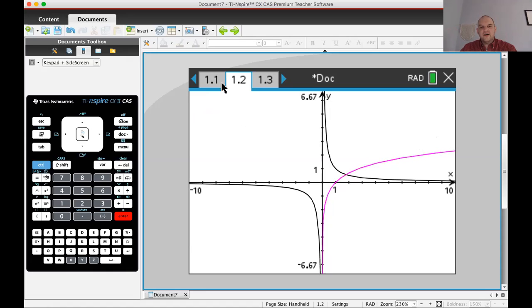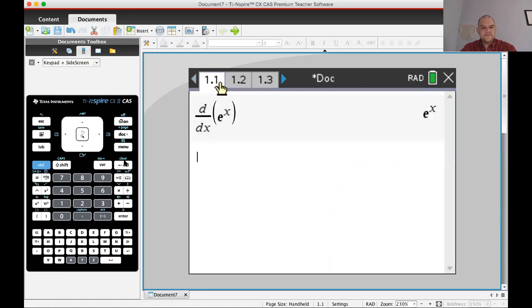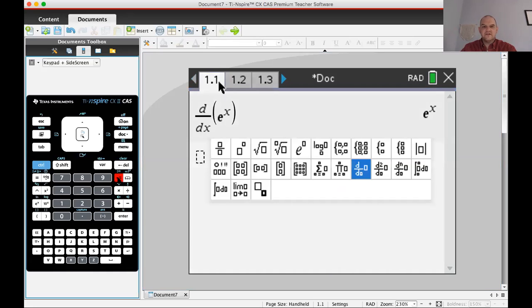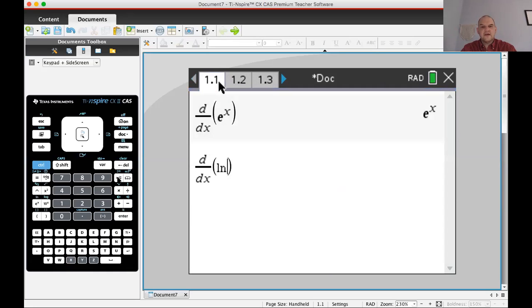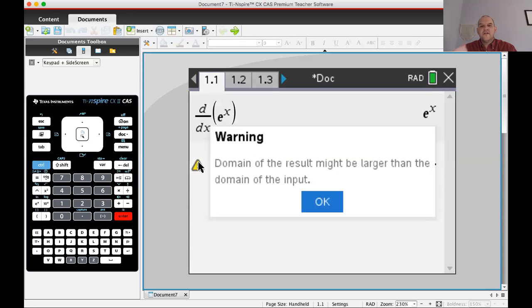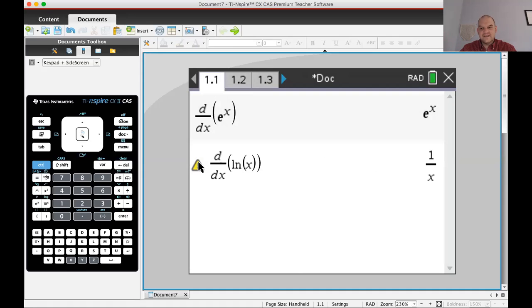Now, if we go back to the calculator page and take a look at the derivative with respect to x of the natural log of x, watch what happens. It's 1 over x, but there's this warning, and the warning has never been more appropriate. The domain of the result might be larger than the domain of the input. And this is an example where that is the case.